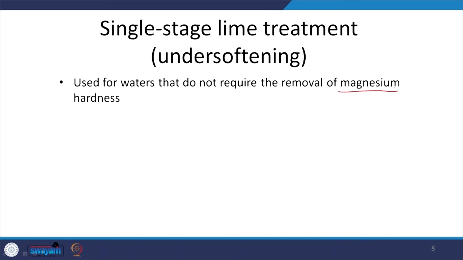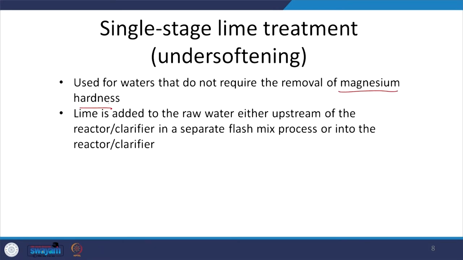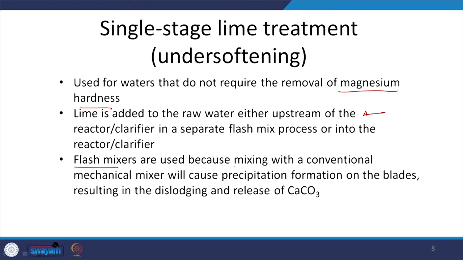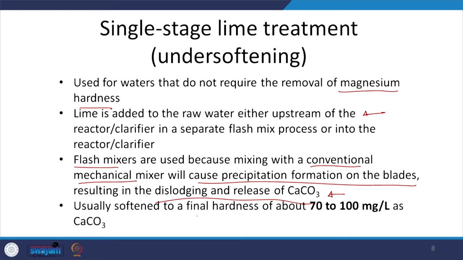As mentioned, we are not looking at magnesium hardness. We are trying to add lime to increase the pH. Flash mixers are used because mixing with a conventional mechanical mixer will cause precipitation on the blades itself, resulting in dislodging and release of CaCO3. So that's one practical aspect to keep in mind. Usually soften to final hardness. So hardness is 70 to 100 as CaCO3. So that's something to keep in mind.